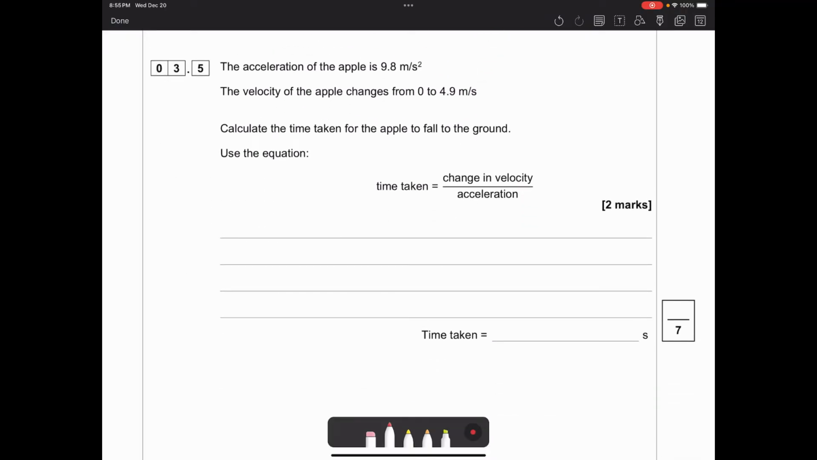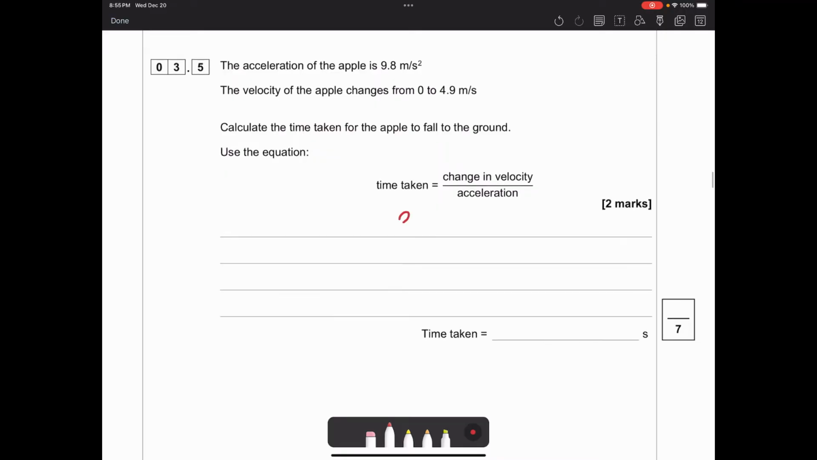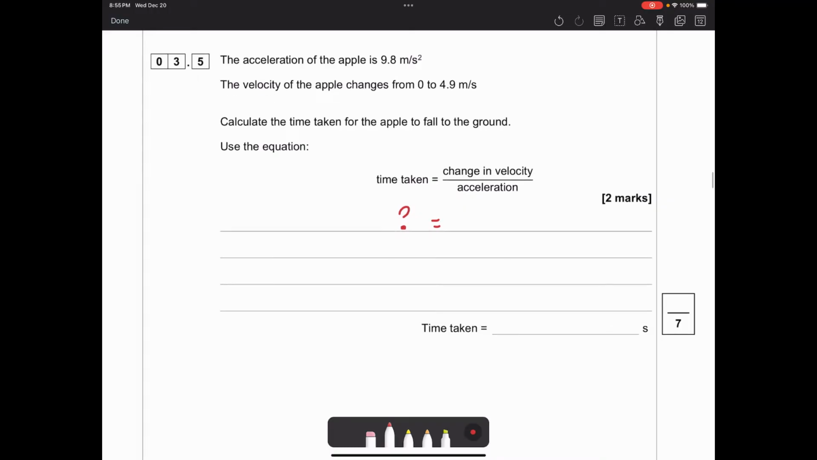It says, question 3.5, the acceleration of the apple is 9.8 meters per second squared. The velocity of the apple changes from 0 to 4.9. Calculate the time taken for the apple to hit the ground, and it gives you the equation. So this time we're calculating time taken. And we know that's the change in velocity divided by the acceleration. So my change in velocity is going from 0 to 4.9.